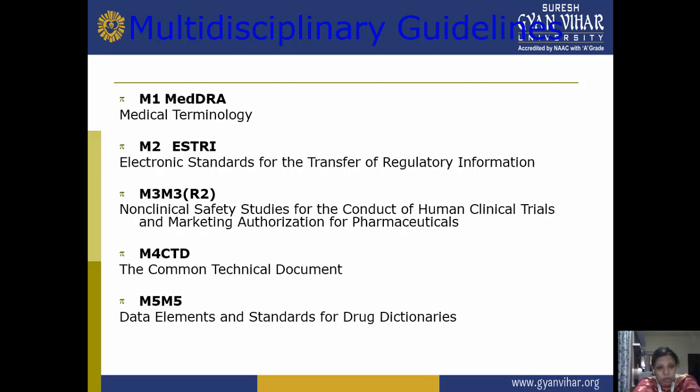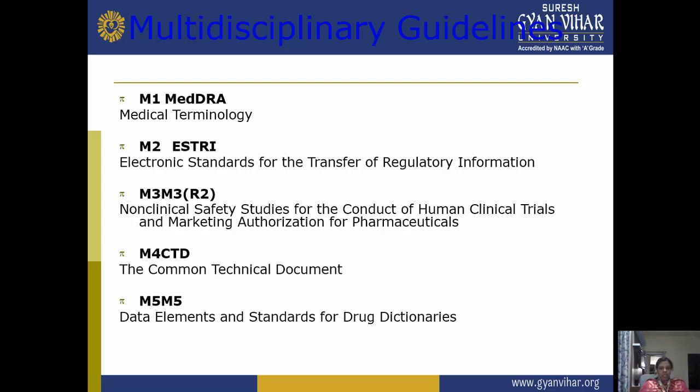Now M3R2: in this, the non-clinical safety studies for the conduct of human clinical trials, as well as the marketing authorization of pharmaceuticals. So these all come under M3R2. If you want to conduct a human clinical trial study and the marketing authorization of pharmaceuticals, you have to see the topic M, multidisciplinary guidelines, and in this the non-clinical safety studies for the conduct of human clinical trials and marketing authorization for pharmaceuticals are mentioned.